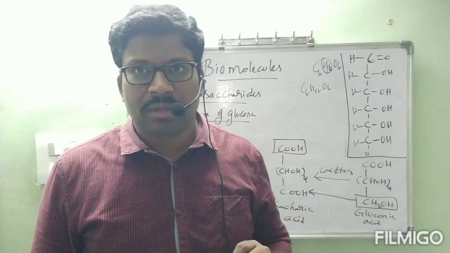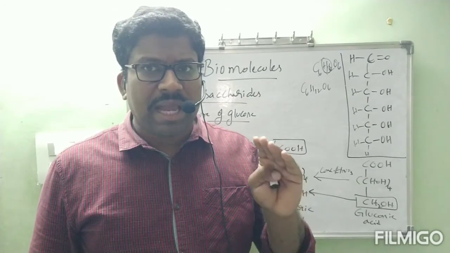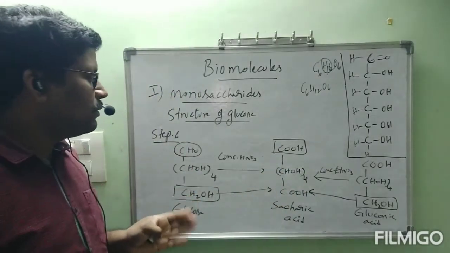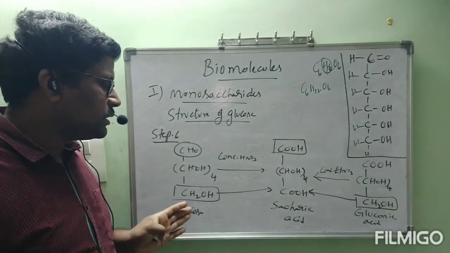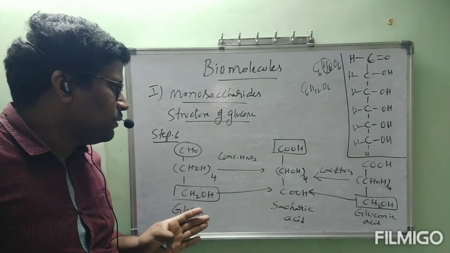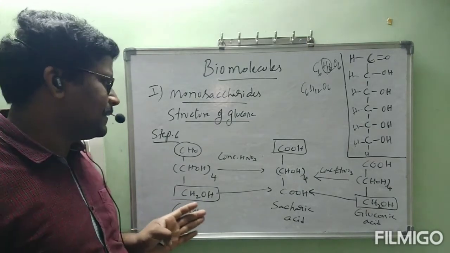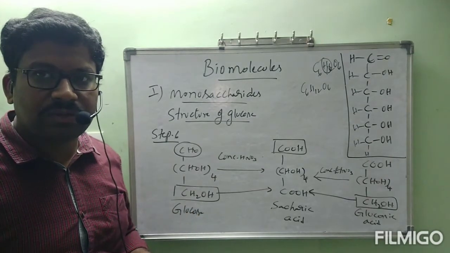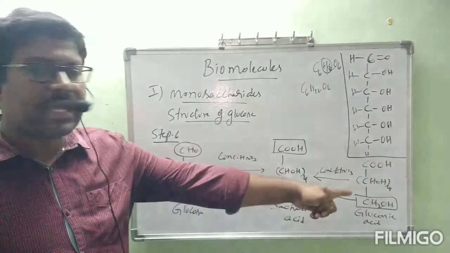Step 4 is nothing but the reaction of glucose with a mild oxidizing agent, Br2 plus H2O. We got gluconic acid.